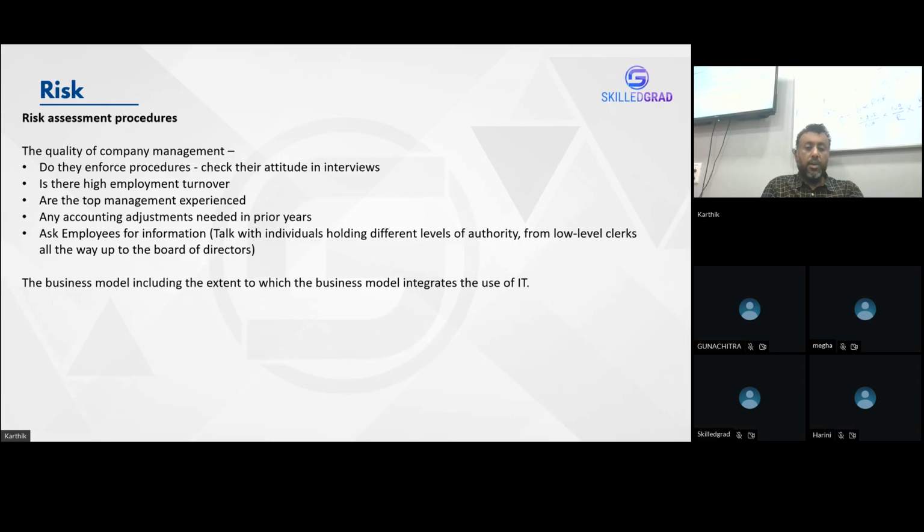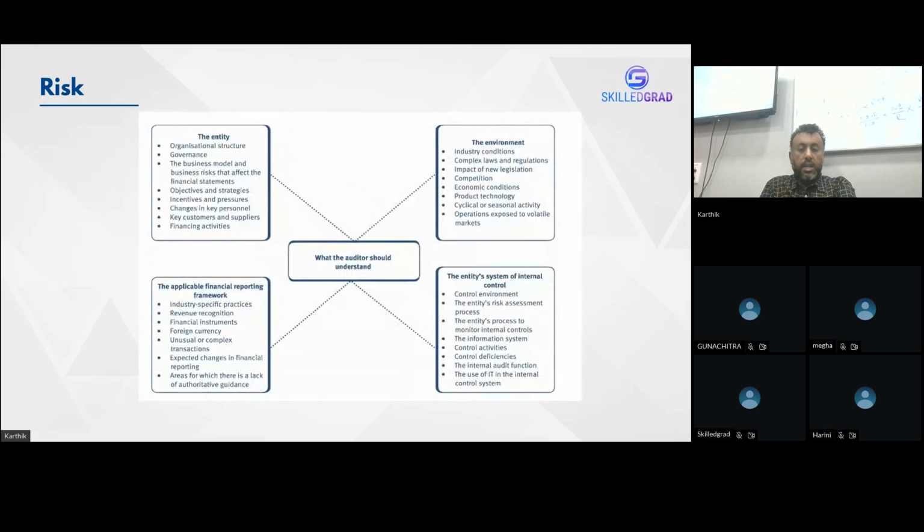Okay, ask employees for information. Don't only talk to the superior. Talk to mid-level people. Talk to a junior level employee also. Understand their feeling about the company and those kind of things. Don't only talk to directors. அவங்க எல்லாம் நல்லதா பேசுவாங்க. Talk to the junior people. Talk to the middle people. Talk to a diversified set of people. You will understand. Okay, the business model including the expenditure, IT-ல use பண்ணாங்கன்னா IT applications எப்படி ஹேண்டில் பண்றாங்க அதெல்லாம் கூட செக் பண்ணுங்க. Okay, இது பாருங்க, நீங்களே படிக்கலாம்.